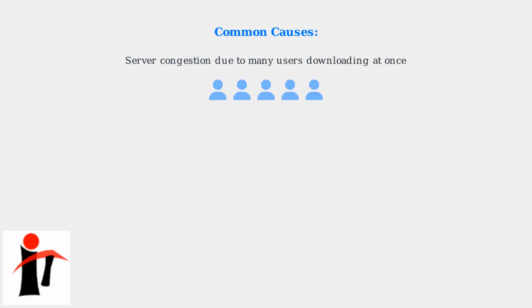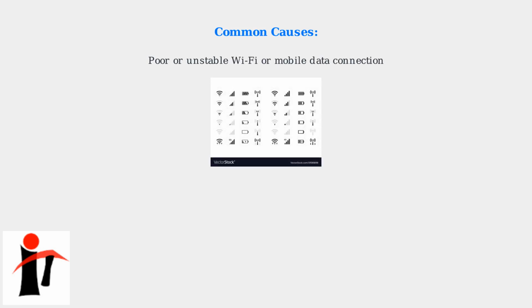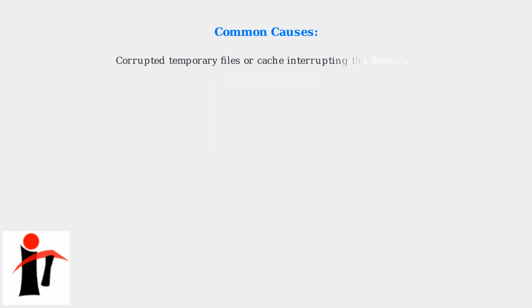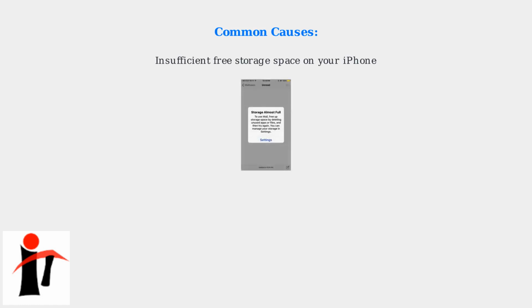First, server congestion occurs when many users try to download Apple Intelligence at the same time, overwhelming Apple's servers. Second, a poor or unstable Wi-Fi or mobile data connection can interrupt the download process. Third, corrupted temporary files or cache can interrupt the download process. Fourth, insufficient free storage space on your iPhone can prevent the download from completing.